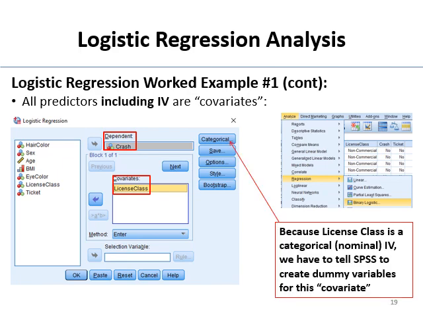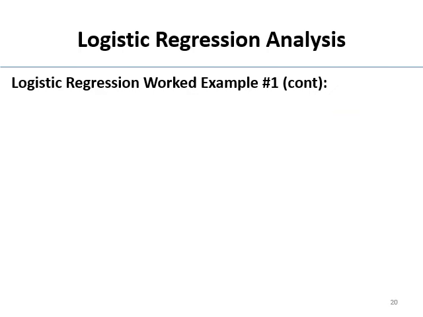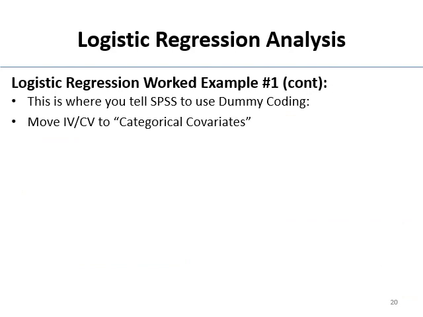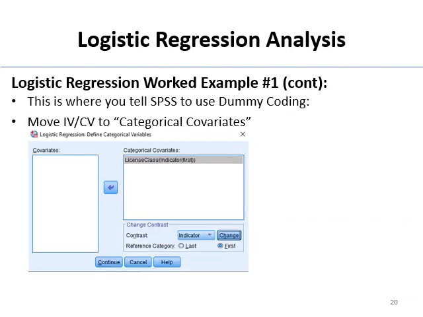Because license class is a nominal variable, right? It's either you got a non-commercial or a commercial license. We have to tell SPSS to create dummy variables for it. So we click this little categorical button and we tell SPSS to make dummy variables for it, and which level is going to be the referent level. So let me show you what that looks like. This is where you tell SPSS the dummy coding. I have moved license class from the left, where it was covariates, to categorical covariates on the right there.